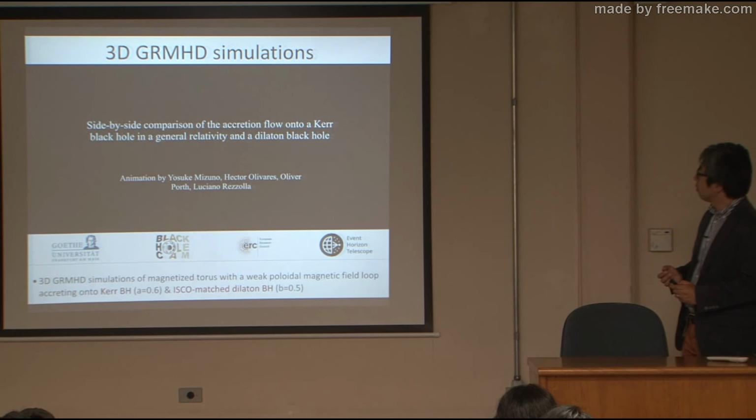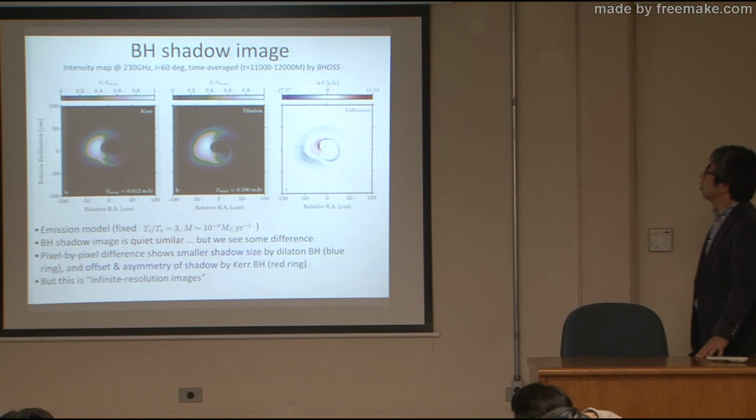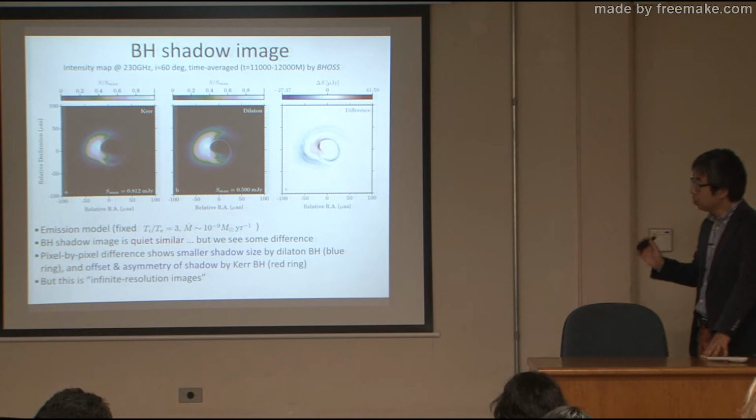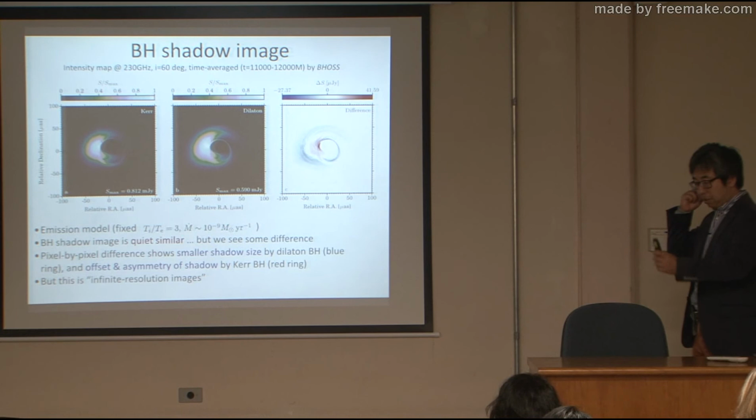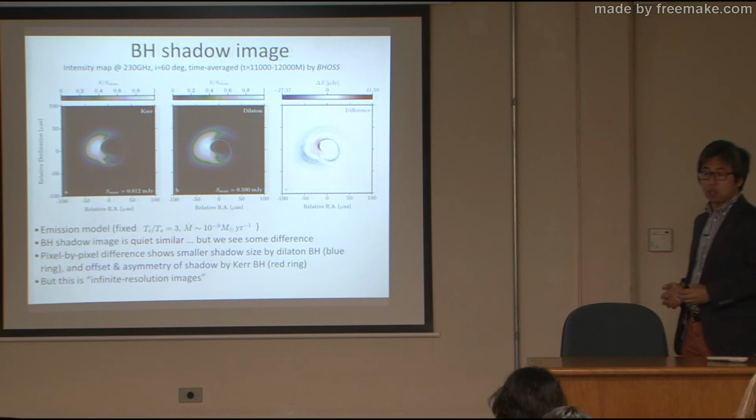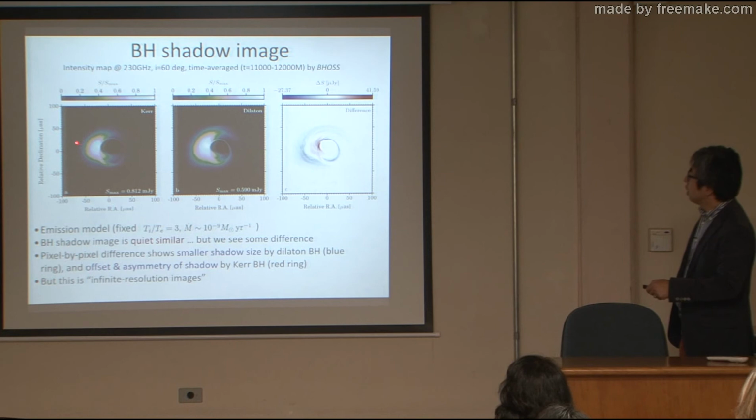Okay, so this is a black hole shadow image, an intensity map. Based on this GR simulation, we can do the GRRT calculation, and then we make this intensity map, using a 230 GHz frequency and an inclination angle of 6 degrees. The important point is that we are doing time averaging of the data. First we get each time slice of the data, stack them, then make the average intensity image. So this is the Kerr black hole case, this is the Dilaton black hole case, and this is the difference between the two.